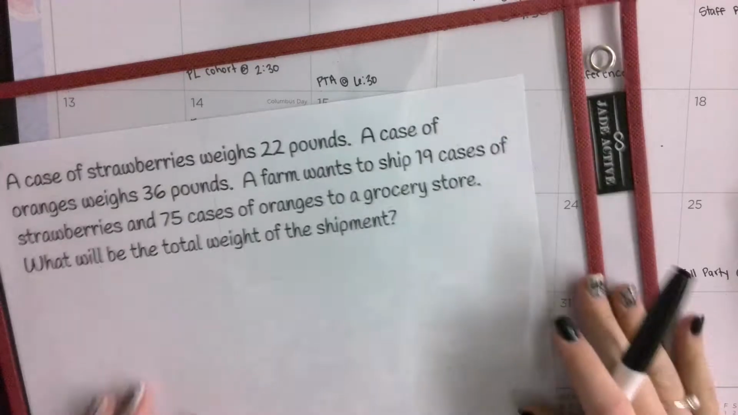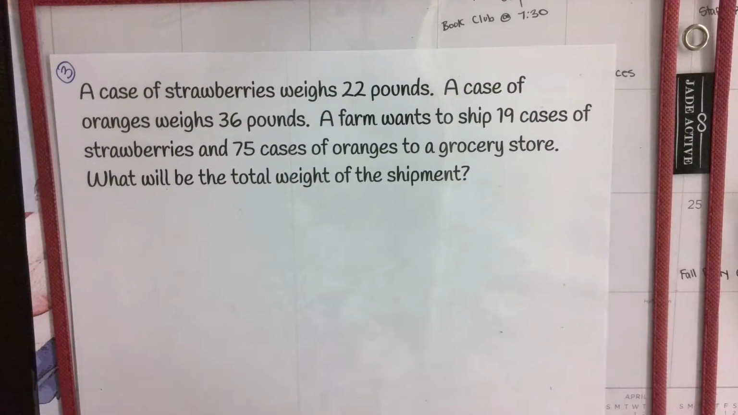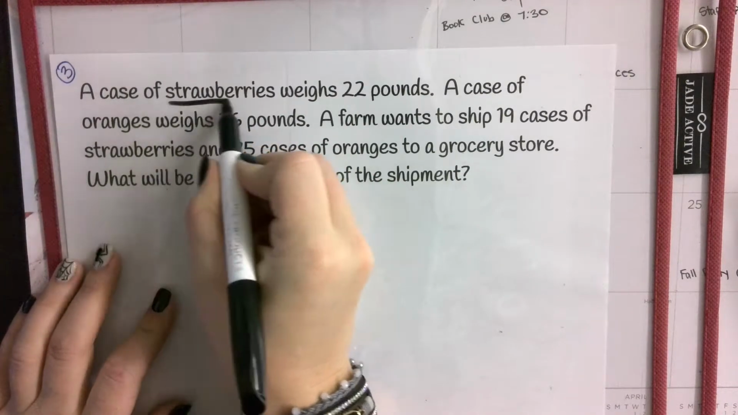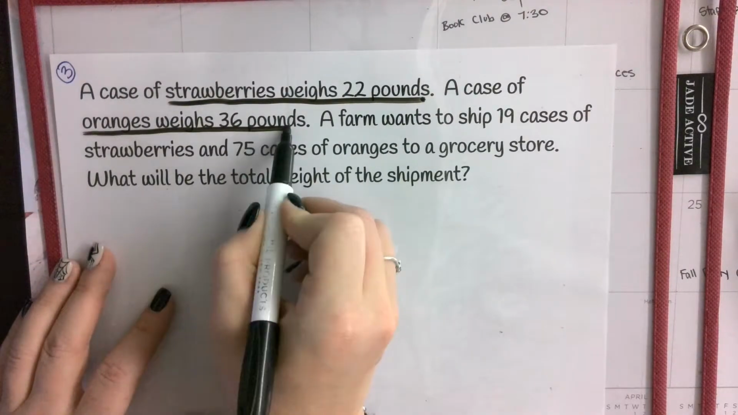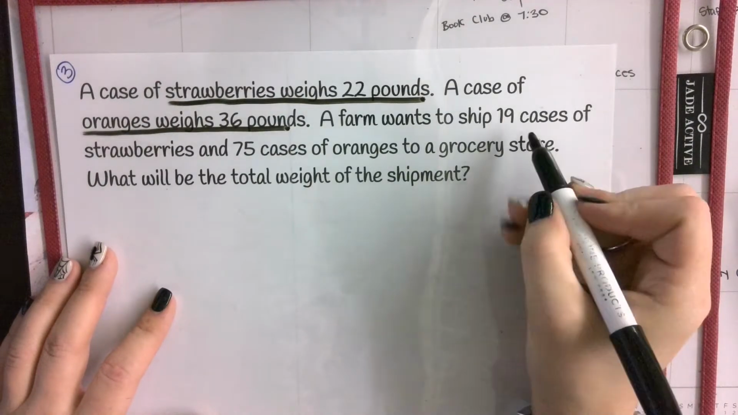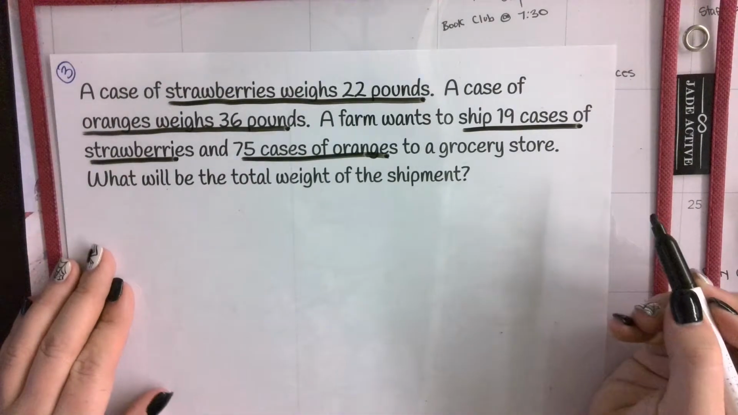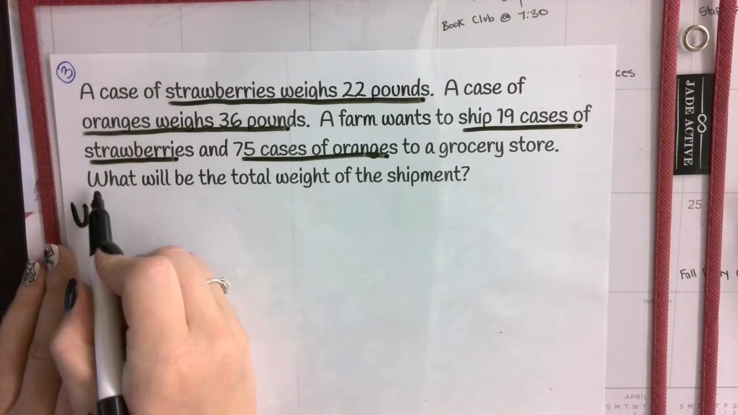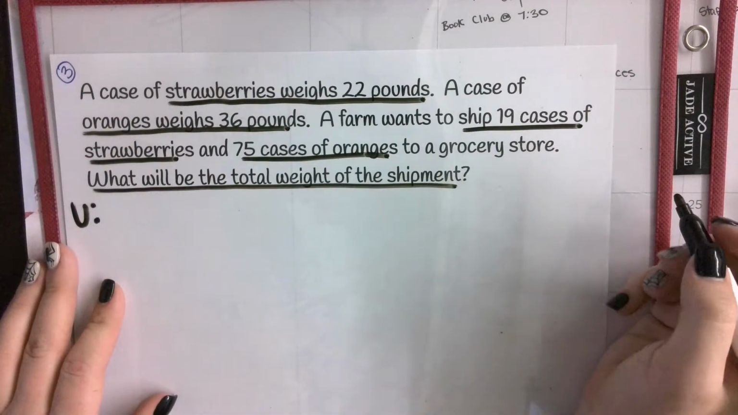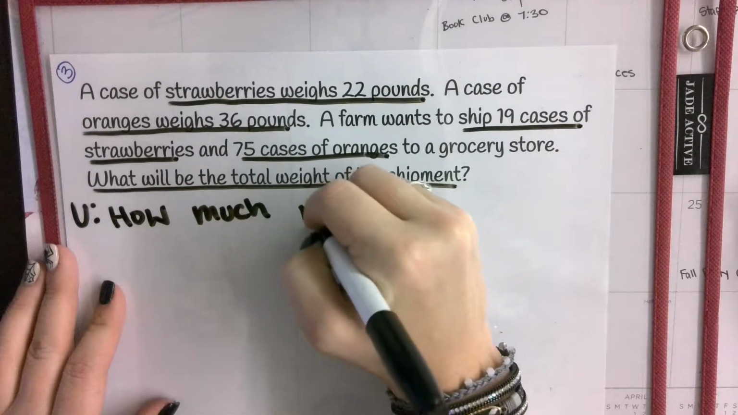So if we have this word problem, the first thing they would do is go through and underline all the information they're going to need to solve the problem. So they're going to need the strawberries weigh 22 pounds, oranges weigh 36 pounds. They're going to ship 19 cases of strawberries and 75 cases of oranges. And then the question being asked is, what's the total weight of the shipment? So how much will it weigh?